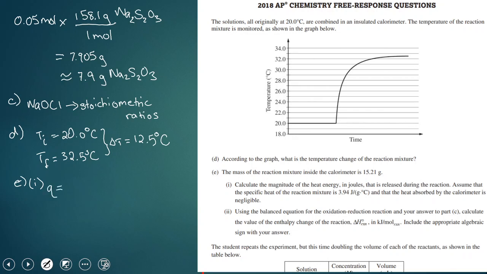And so when we're calculating the magnitude of heat energy in joules, keep in mind that this is our Q value. We use the formula Q is equal to mc delta T. We're given our mass is 15.21. Our c value is 3.94, and our temperature change is 12.5. And so when we multiply these together, 15.21 times 3.94 times 12.5, we get 749.0925.